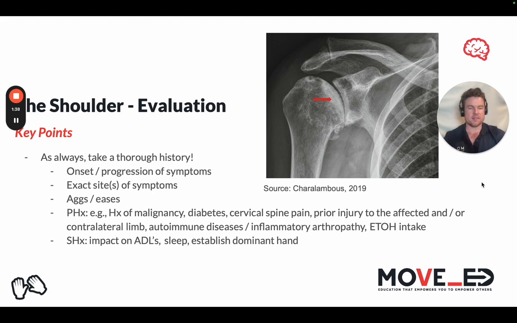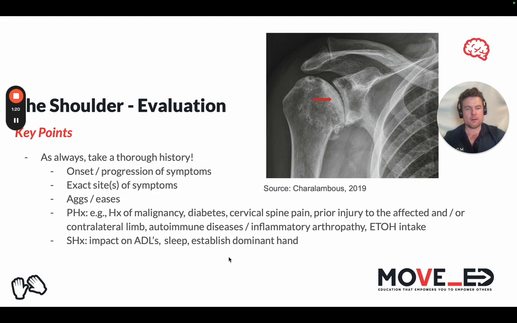Really nail down the site of symptoms as well. Is it isolated anterior shoulder pain? Is it radiating up the neck, down the arm? Is there associated symptoms which might give you clues to the underlying diagnosis? Really talk about aggravating and alleviating factors, and that can give you ideas for treatment as well.